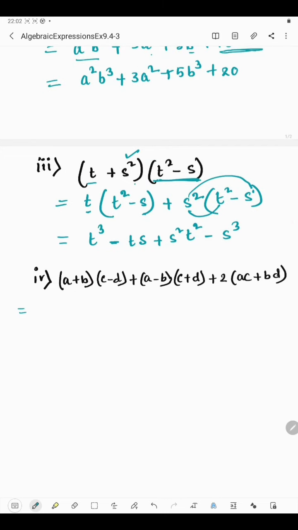Now at first we will multiply (a + b)(c − d). Here no sign is given, which means a multiplication sign is there. So we'll take a, and a will be multiplied by c minus d. Then we have plus b, and plus b will be multiplied by c minus d. Okay, so this was the first part.